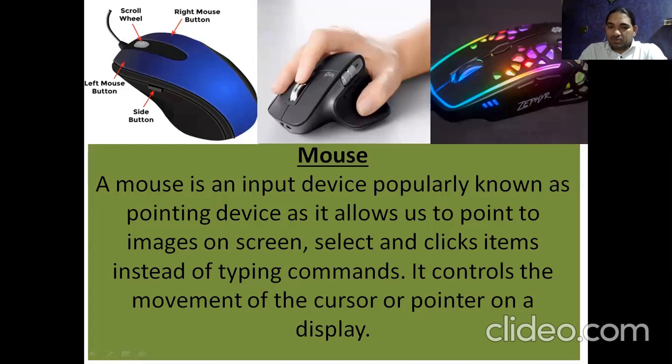A mouse is an input device popularly known as a pointing device, as it allows us to point to images on screen, select and click items. Instead of typing commands, it controls the movements of the cursor or pointer on a display.